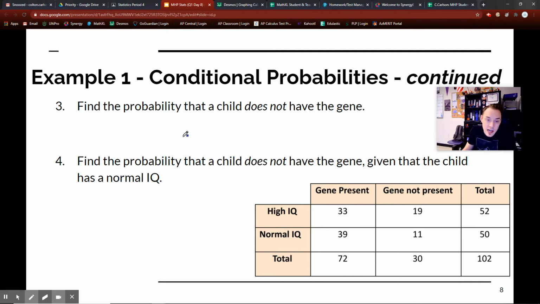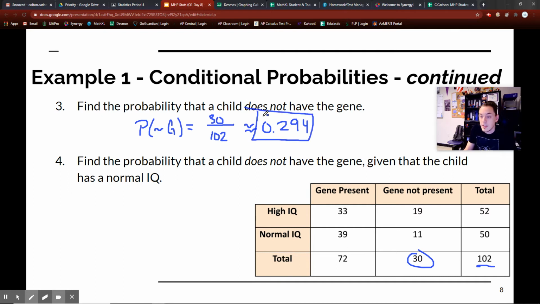Now, what is that? Well, it's a complement. So find the probability of not having the gene. Well, the total number of people with the gene not present is 30, all over how many completely total? Well, it's 102. And it's just that simple, guys. And this reduces down to 0.294. So about 29%.